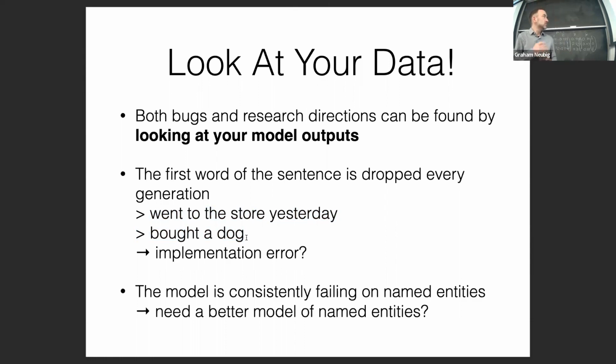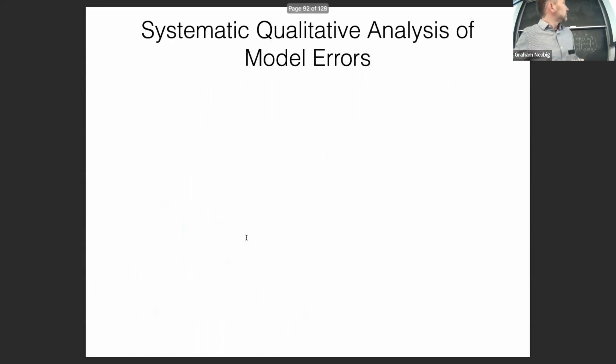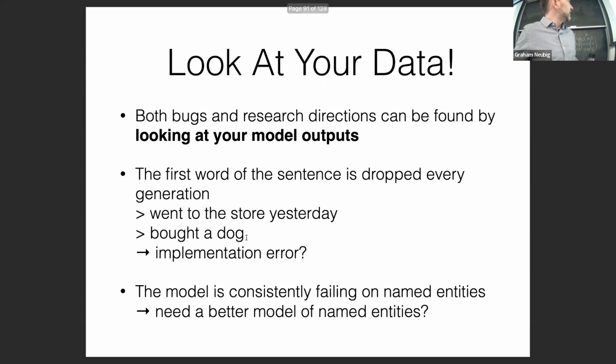Another thing that you can do is you can look more systematically. You want to look at where your model is consistently failing. For example, if it's consistently failing on named entities, you need a better model of named entities probably, and then you can focus on that.